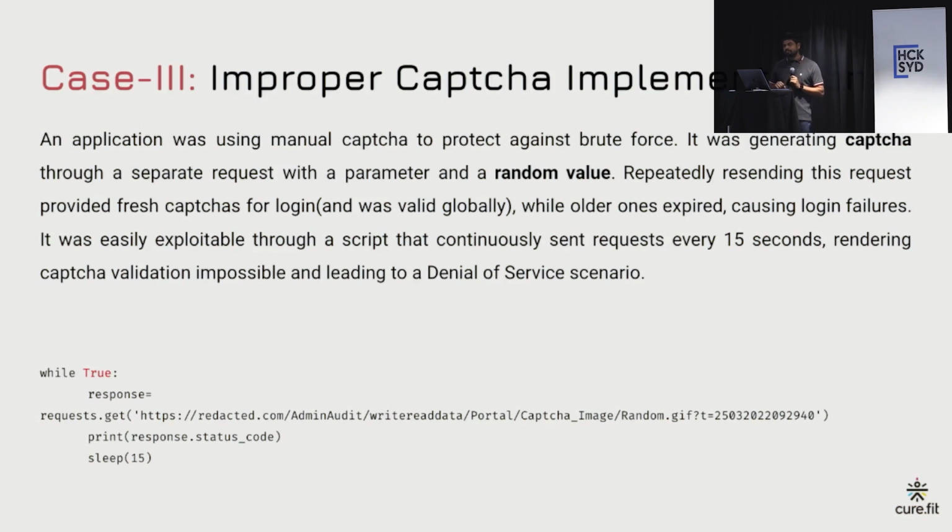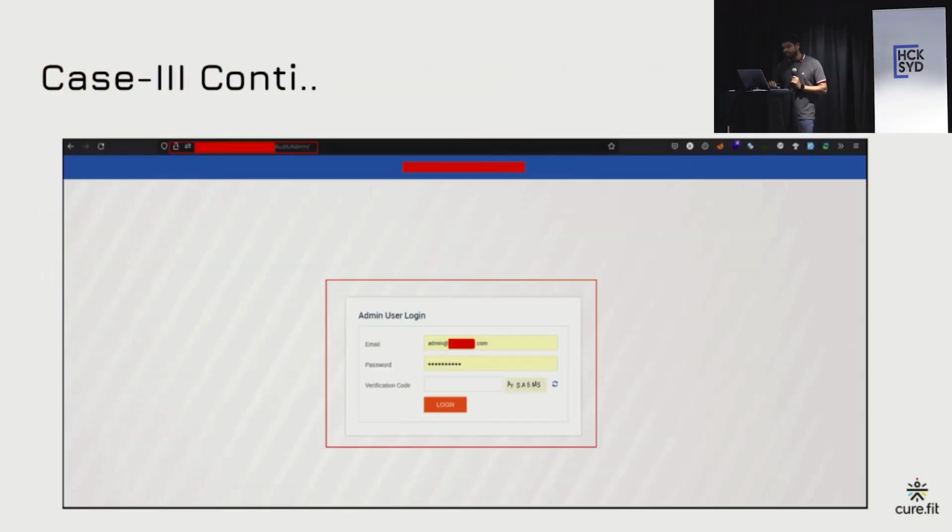So here the scenario was that if you request the login page, first they will show the login page, then they will call another API, which was something similar to redacted.com admin auth, then write data portal, with a parameter t associated with some value. If we refresh that particular URL again, the CAPTCHA got refreshed and a new CAPTCHA was assigned globally. So I'm just going to show you the example here.